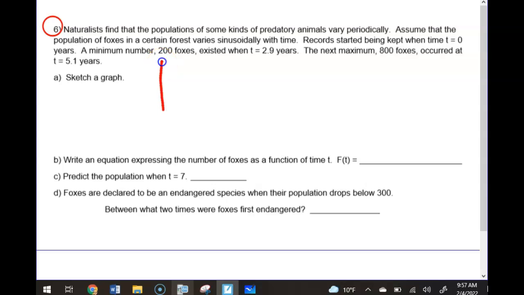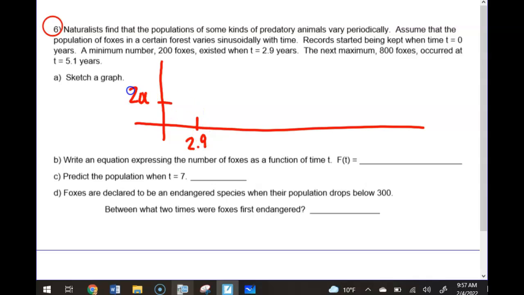Okay, so there's no negative foxes, but 2.9 in, we were at a minimum, it says, of how many? 200 foxes? It sounds like a lot of foxes. It must be a very large forest. Okay. And that's the minimum number because the next maximum occurs at 5.1. And that was 800 foxes.